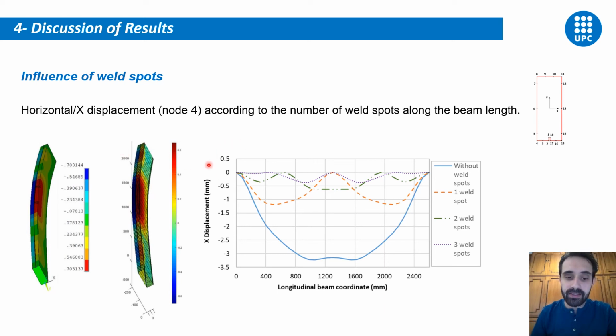On the other hand, in this figure here, what we observe is the horizontal displacement along the longitudinal beam coordinate for sectional node 4, this one here, and we observe that the highest horizontal displacement is obtained for the case without any weld spots. If we include 1 weld spot, there is a clear reduction of this horizontal displacement, which is obviously related to the distortional deformation of the beam member. Practically the same is observed for the vertical deflection in each case.